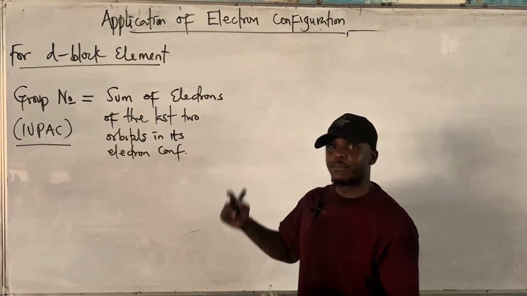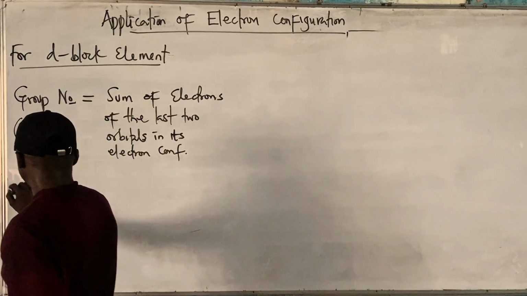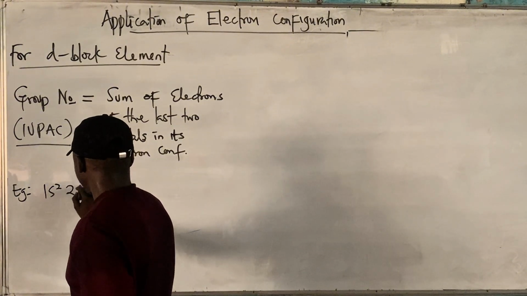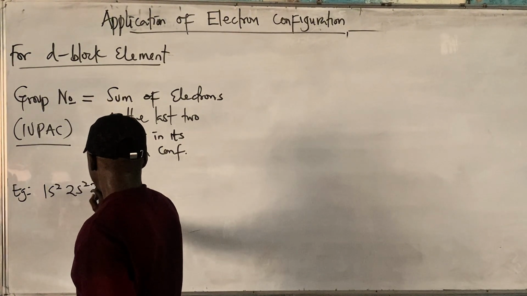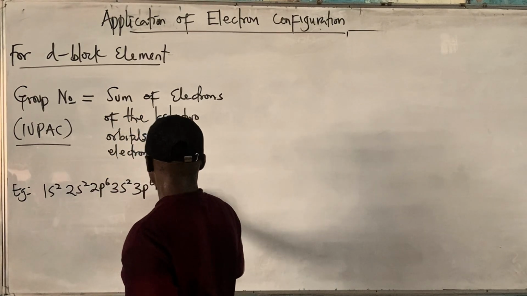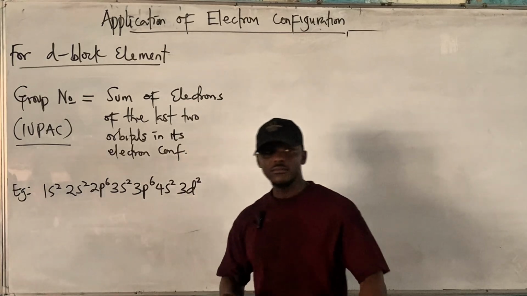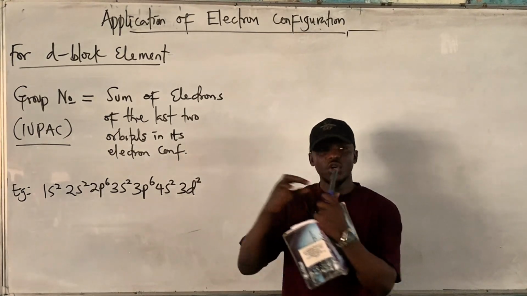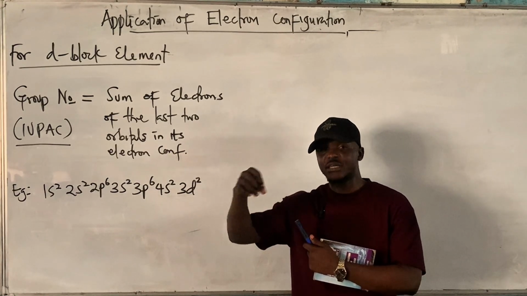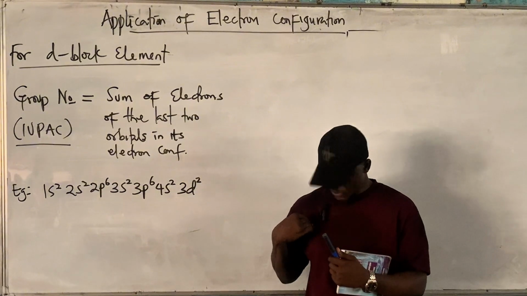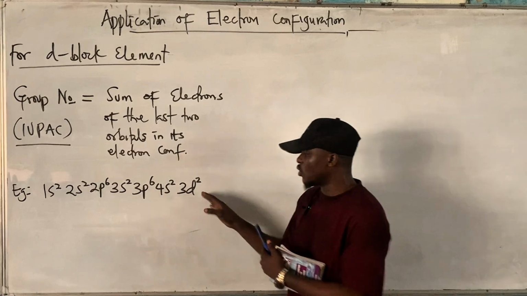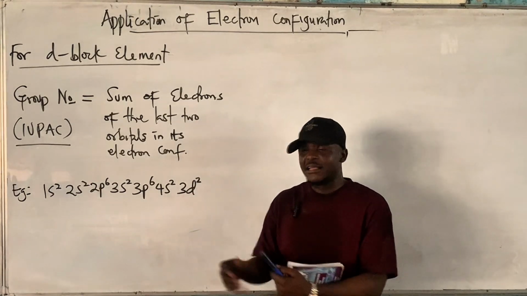Now let's take an example before I proceed further so that you grab something. Let's say we have 1s2, 2s2, 2p6, 3s2, 3p6, 4s2, 3d2. Recall that from an electronic configuration, the orbital that received the last electron determines the block of that element. Here, the last electron entered into the d orbital.